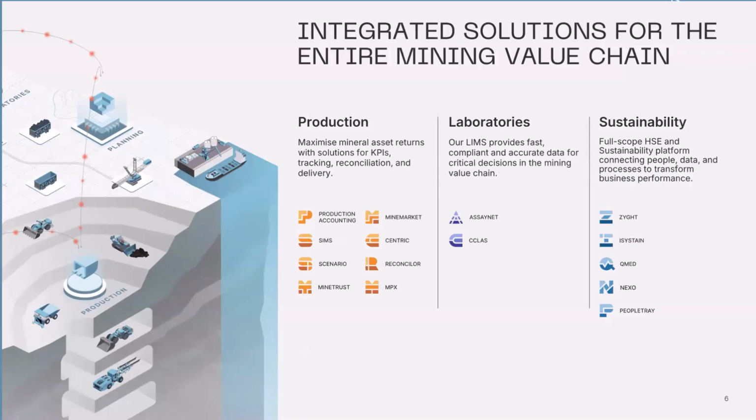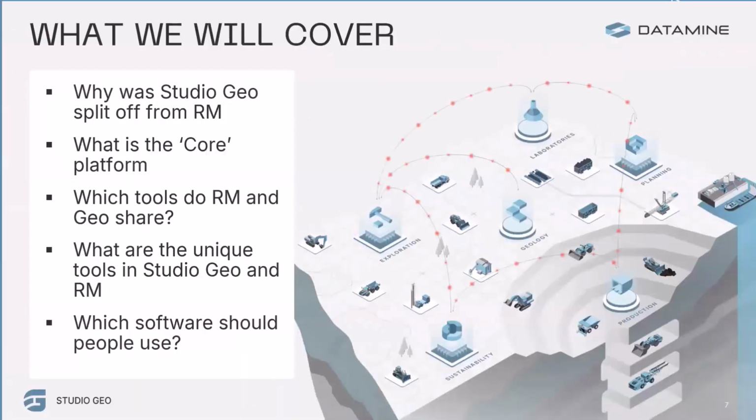So with this, what are we going to cover today? There's a couple of things that I'm going to spend a bit of time going over. First of all, why was there a Studio Geo split off from RM? What was the reason behind it? What is the core platform? Which tools do RM and Geo share? Now, this one's quite an important one because Studio Geo actually does share quite a lot of the tools of RM. And then what are the unique tools in Studio Geo versus Studio RM?